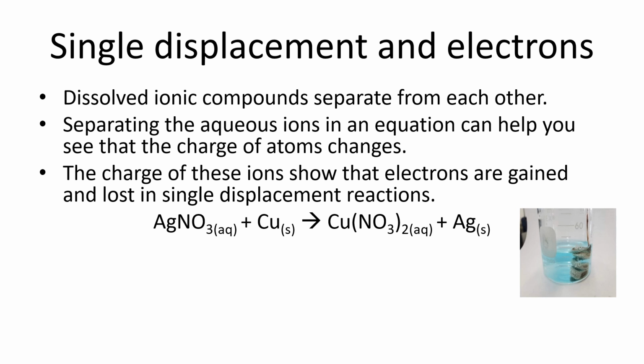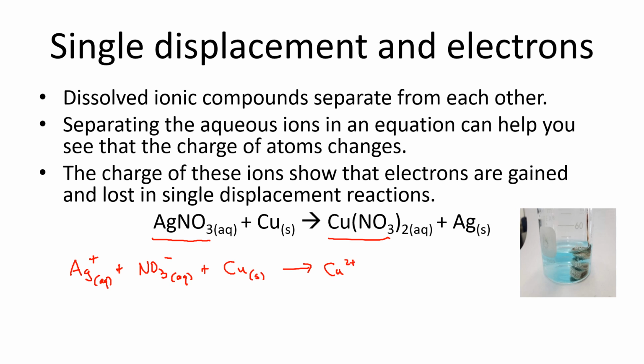All right, so one last thing that we're going to learn about here is when you take a little closer look at the charges of elements in a single displacement reaction, you see that the charges change. And so a way to see that would be to separate any of the aqueous solution compounds into their ions. So silver, in silver nitrate, it has a positive charge, and nitrate has a negative charge, and then the copper is sitting there and it has no charge, right? So the two here, they have a charge and the copper doesn't have a charge. Then after the reaction, we've got copper as part of this compound.